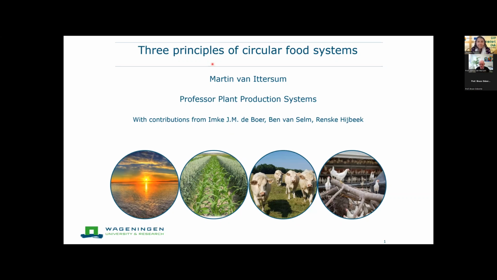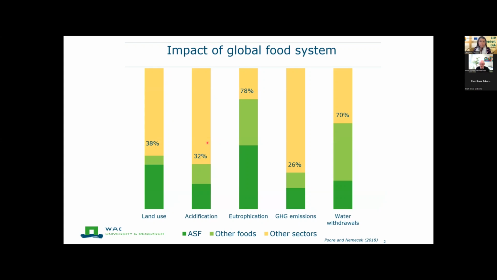It's only a short talk, of course, to say something about a number of principles that we developed over the past years related to circular food systems, circular agricultural systems. So I want to introduce these principles and give some illustrations of research we did around these principles. And of course, this is all related to the fact that our present food system has very significant impacts on the environment and on natural resources.